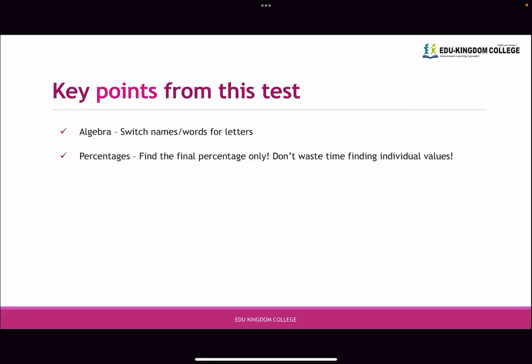So thank you everybody for tuning in for that video. The key points from that test were the algebra, so switching names or words for letters to save time, and then our typical percentages slide, which was find the final percentage, don't find the percentages in the middle, which we saw with that school fundraiser question. So that saved a bit of time for us as well.